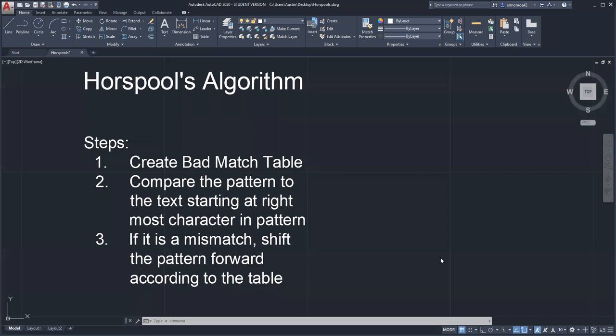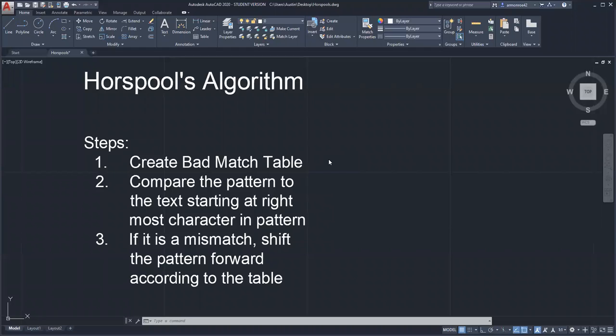Horspool's algorithm is an input enhancement string matching algorithm that is more efficient than the brute force string matching algorithm because it is able to use a bad match table to skip certain comparisons by having values that will tell you how many comparisons you're able to skip based on what is matching in the table.